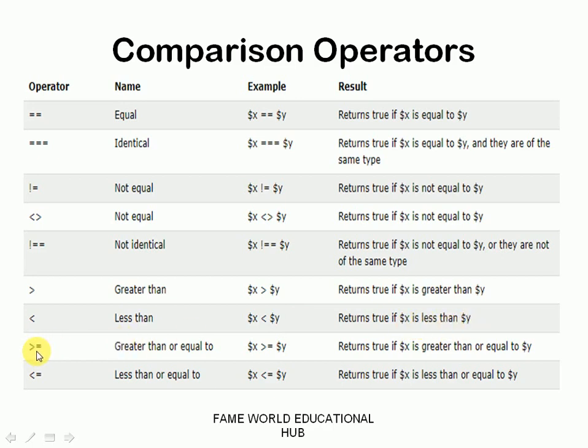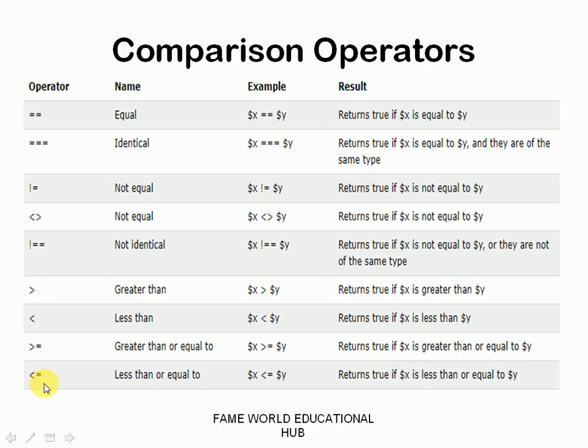The next is greater than or equal to. It will check if the value is greater than or equal to. This will check whether the value of the left hand side is greater than or equal to the value of the right hand side. Returns true if x is greater than or equal to y.